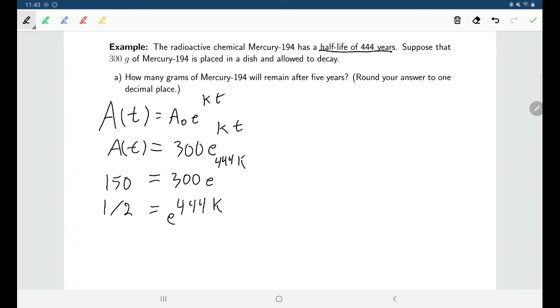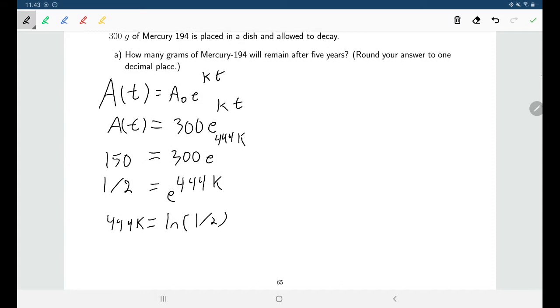And then I'm going to rewrite this as a log by taking the natural log of a half equals 444k. So I now have that my decay constant k should be the natural log of a half divided by 444. Something that you could find if you used your calculator for a moment here, you could check to see that indeed this is a negative number.